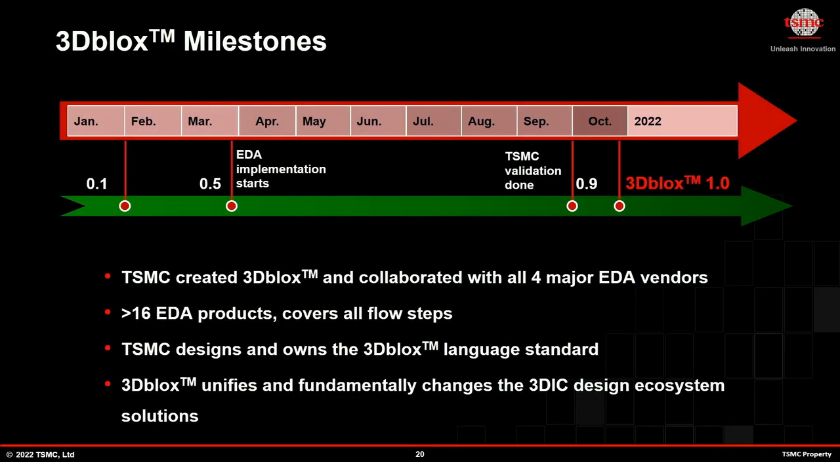Okay, now let's look at the collaboration milestones. We started last year, and at the end of January this year, we started to push out the 0.1 version. And with the EDA vendors, we worked together for 2 months and came to the 0.5 version. And then we worked for a full half a year and got everything implemented. I'm sure you can see that 3Dblox has unified and fundamentally changed the 3D IC design ecosystem.